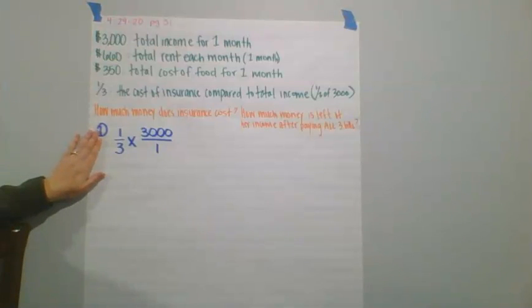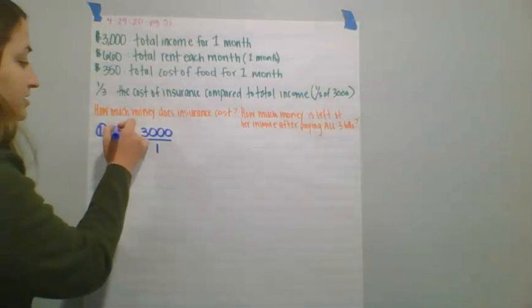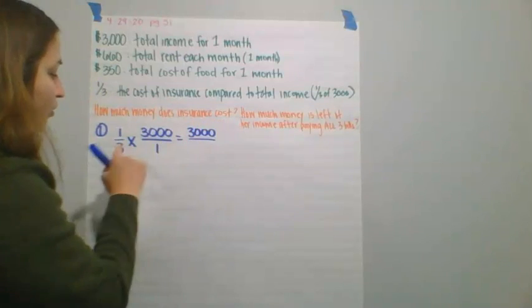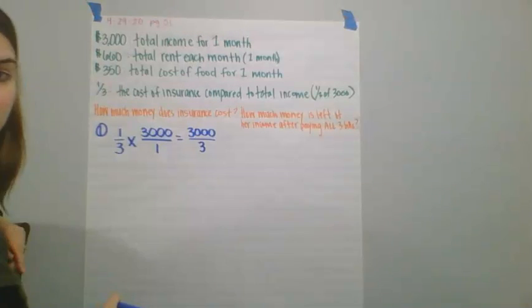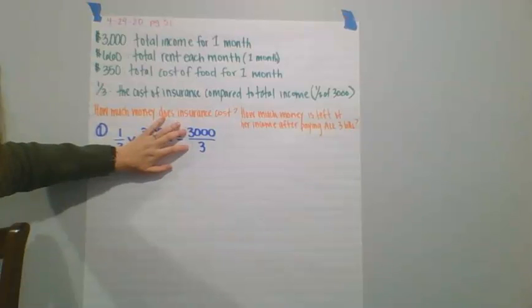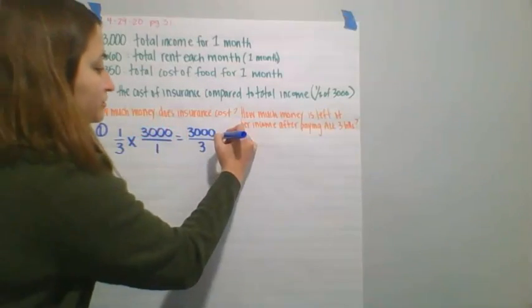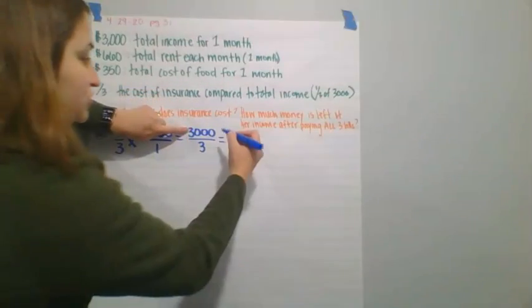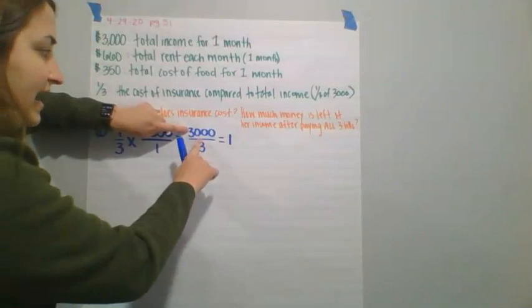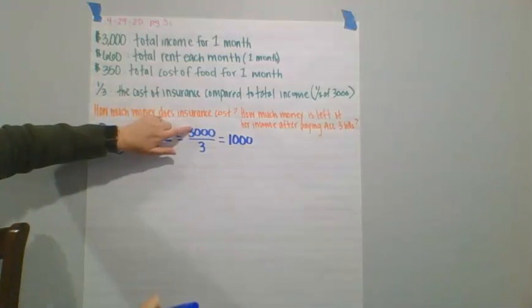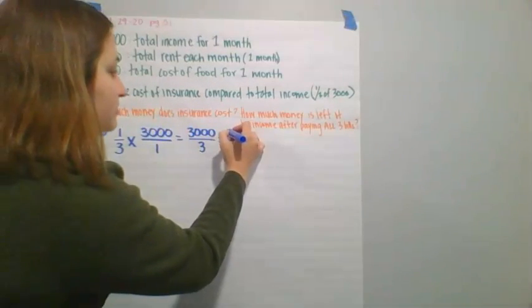So when we multiply fractions, we don't keep it flipped, we leave it exactly like it is and multiply straight across. So 1 times 3,000 is 3,000. 3 times 1 is 3. So 3,000 over 3 represents an improper fraction, so we can use this as a division problem. So what we're going to do is take 3 and see how many times it can go into 3, which is 1 time. And then we have our 3 zeros that we need to add to that. So this poor girl is spending $1,000 on insurance each month.